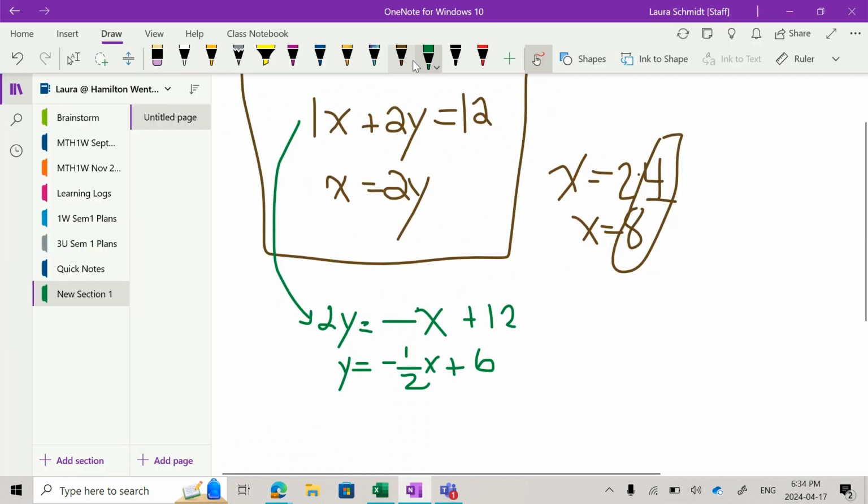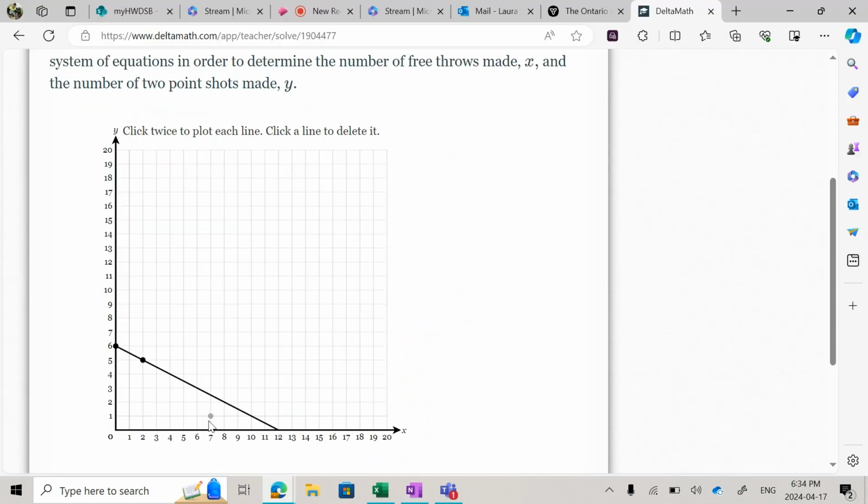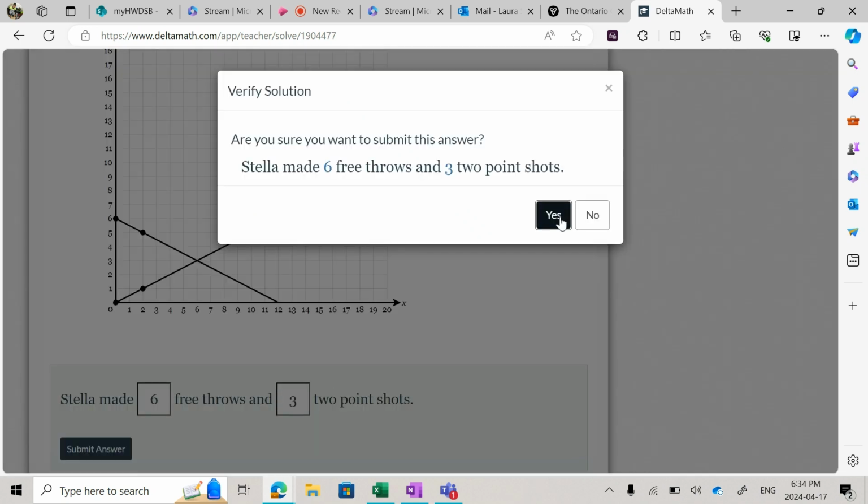Okay, and then for this one, if I want to put it in y-intercept form, I'm just going to divide both sides by 2. So I'll have x over 2, or 1/2 x equals y. So I know I have a slope of a half, and my y-intercept is 0. So let's graph that. Y-intercept of 0, and my slope is a half, so rise of 1, run of 2. And then I'm just going to see where these lines intersect. So they intersect at 6 for my free throws, because that's the x, and y is going to be 3 2-point shots. And let's see if we got it. Yes, we got it right.